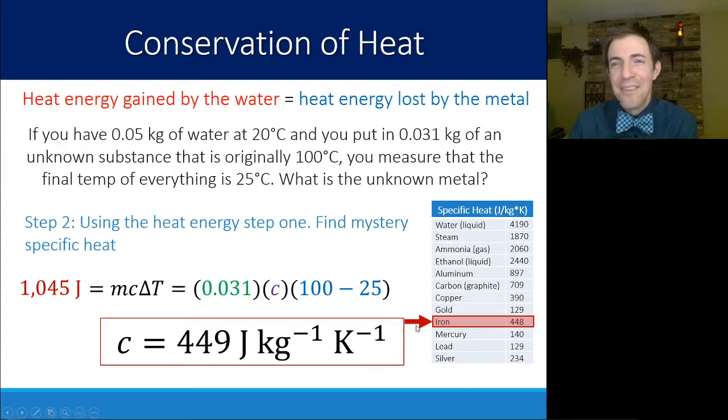I had this highlighted earlier by accident, but you can see if you were to compare that with a list, that most closely matches iron. So by doing a simple experiment, by placing this hotter object in water and seeing how the water changes, we are able to use the knowns to calculate an unknown and help us ultimately figure out from a list what that object is.